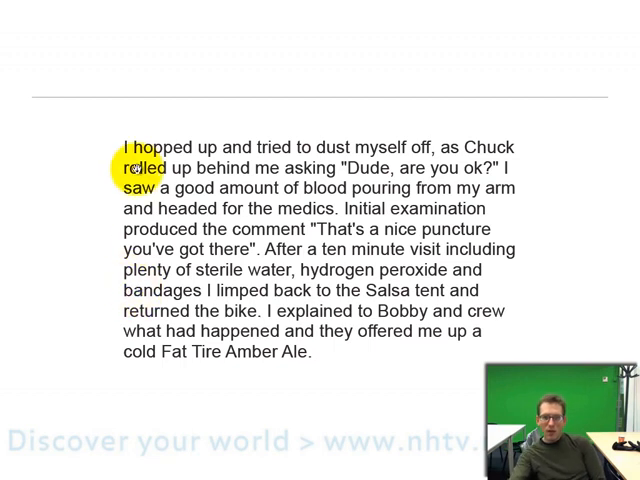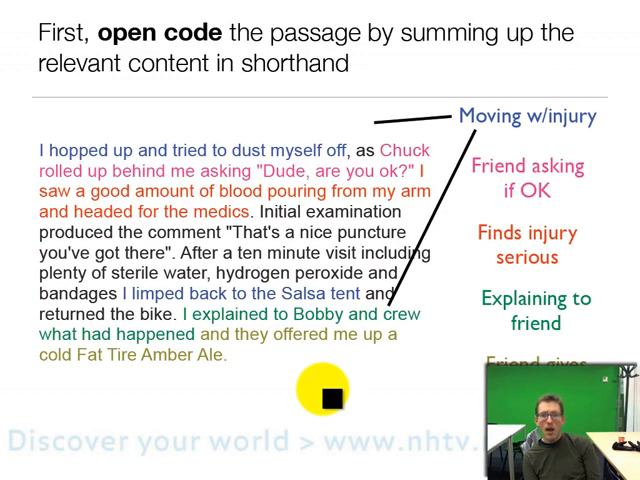So go through this again and think to yourself, okay, what is it here for the benefits of the mountain biking holiday that we really find interesting? And how can we summarize it? Not the whole paragraph, but kind of one idea, one sentence, or part of a sentence at a time. So here's my open coding of the mountain biking text. Okay? I hopped up and tried to dust myself off. That's moving with injury for me. And Chuck rolled up behind me asking, "Dude, are you okay?" Called that friend asking if he's okay. I saw a good amount of blood pouring from my arm and headed for the medics.